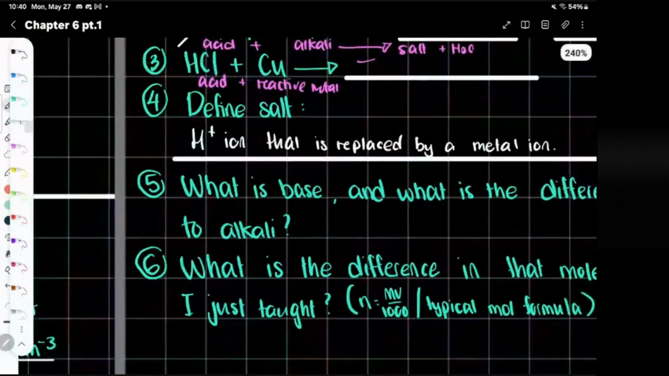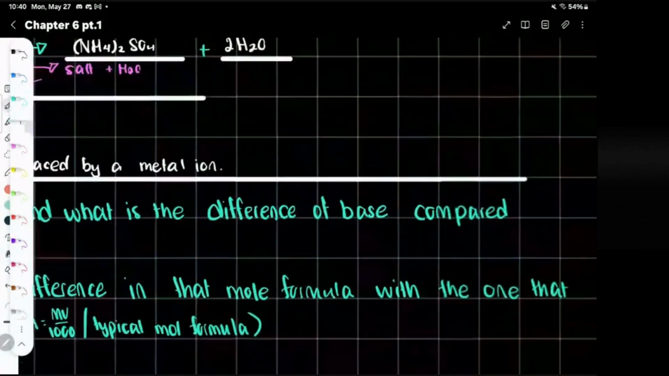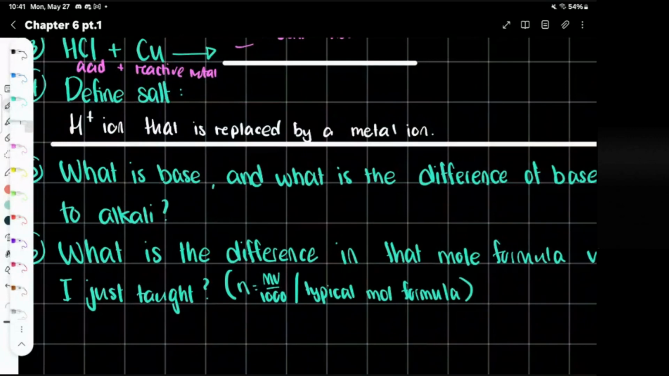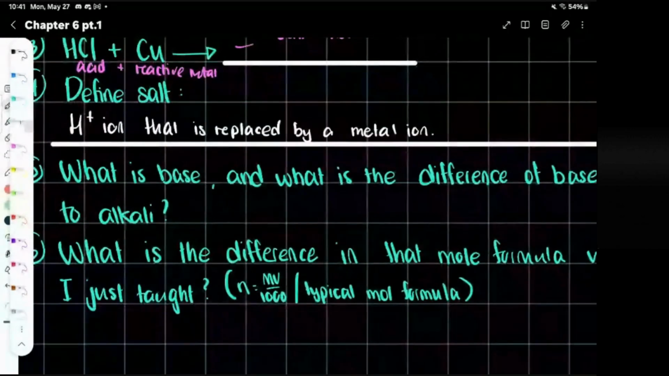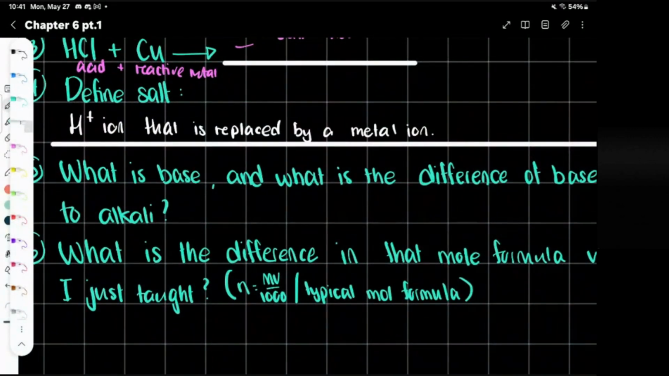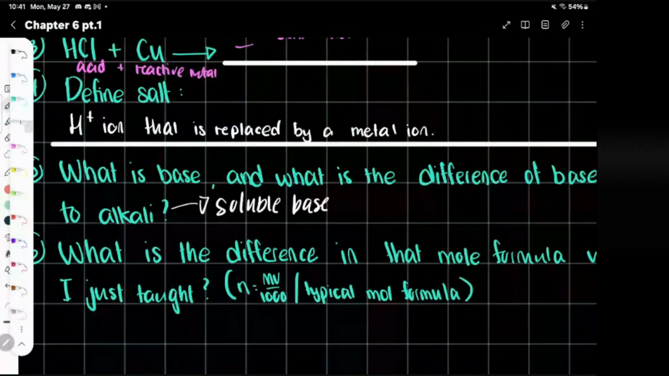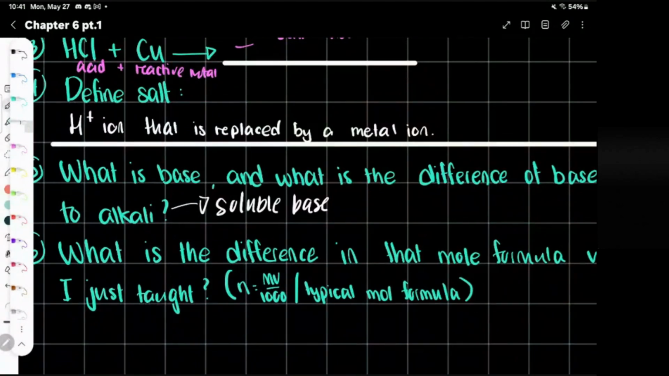Now, what is a base and what is the difference between a base and an alkali? This is a KBAT question, right? But the answer is very simple. Just now I said to you, alkali is just a soluble base. That's all. If it's soluble, it is an alkali. If it's not soluble, it is a base, but it is still alkaline.